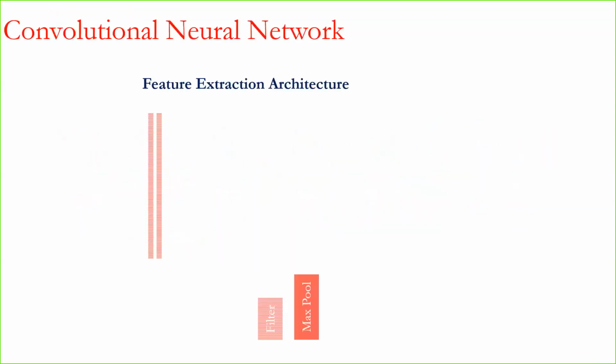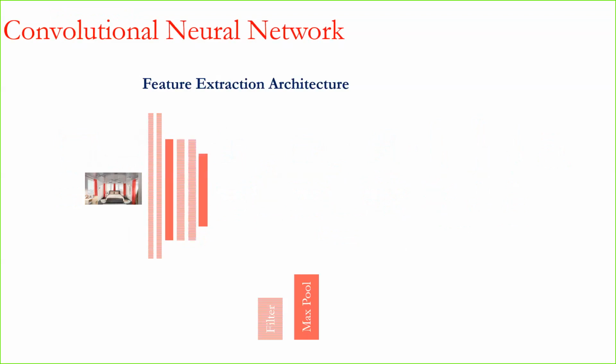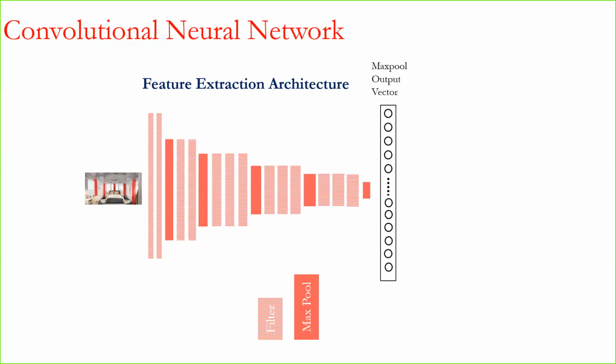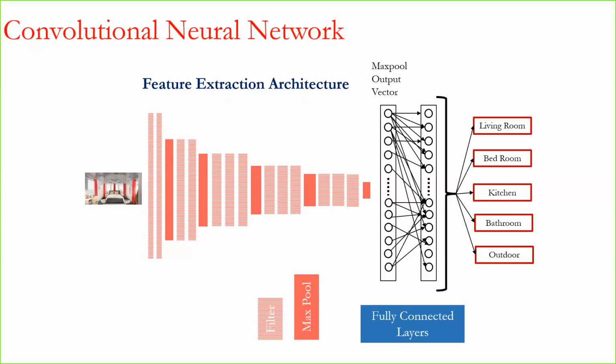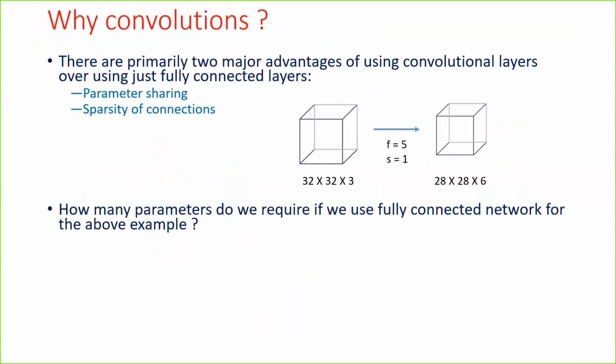Okay, so this is an example. The input image is given to a series of convolutional ReLU and pooling operations: convolution, pooling, convolution plus ReLU, then pooling, and so on. Finally you get some features. These are given to a fully connected neural network, and finally you get a classification of whether it is a kitchen, a living room, a bedroom, a bathroom, or an outdoor image. So this is the classification that this convolutional neural network is doing.